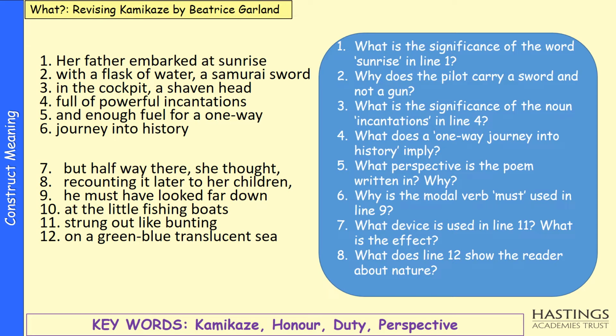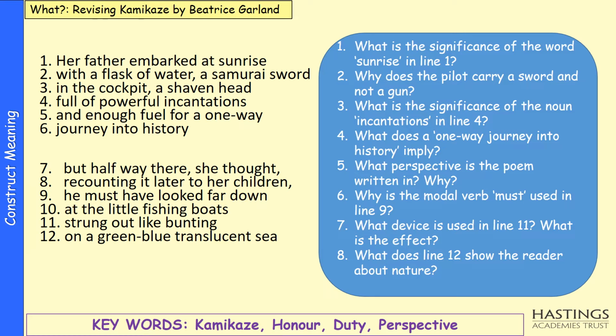Number 7, what device is used in line 11 and what is the effect? So as he's flying over the sea, it says that he looked down at the fishing boat strung out like bunting. That is a simile there. And it creates quite a happy image. Okay, that's the effect of it. It creates a happy image. Bunting we tend to associate with maybe celebrations, parties. So he looks down and he sees this really happy image.